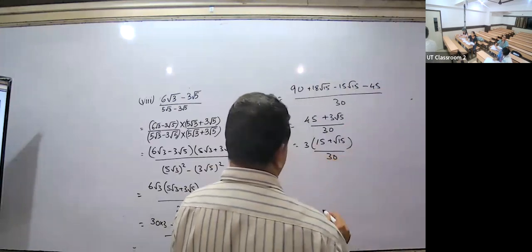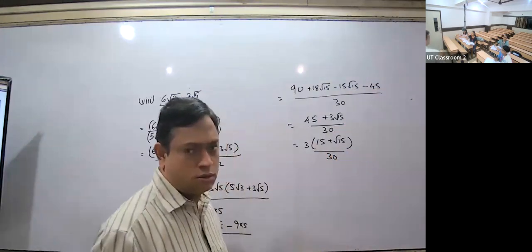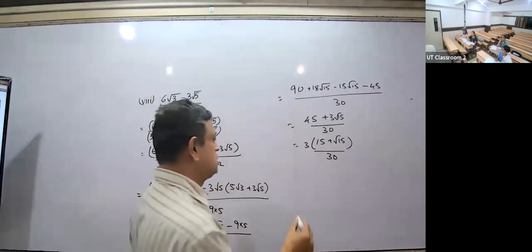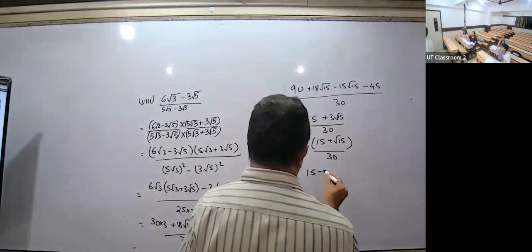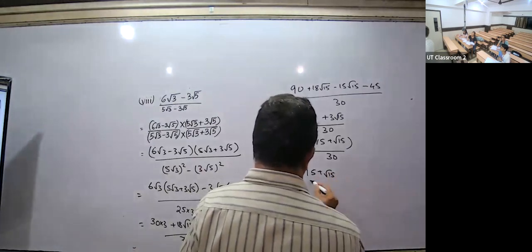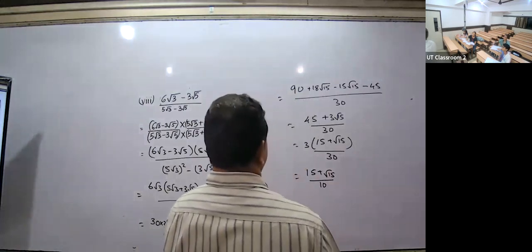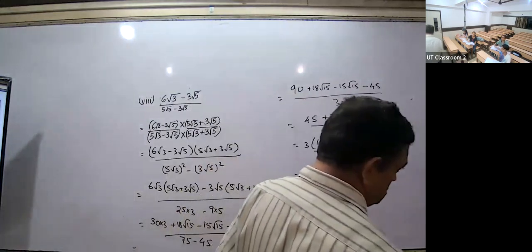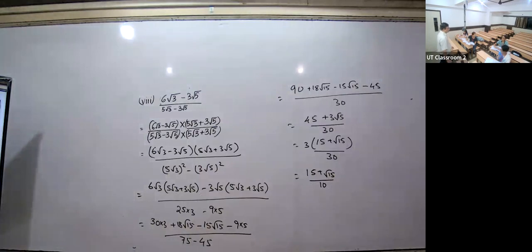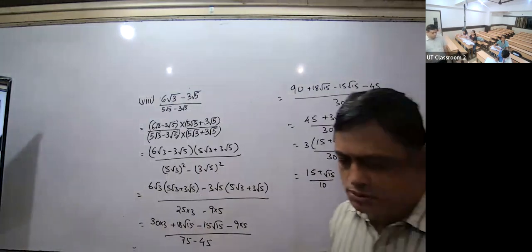So can we cancel it? Yes, 3 and 30 is cancelled, so 15 plus root 15 upon... So can we leave it at 45 plus 3? Simplification is required. You got the answer? Do this one. Yes, sir. Done this one. Get the steps.